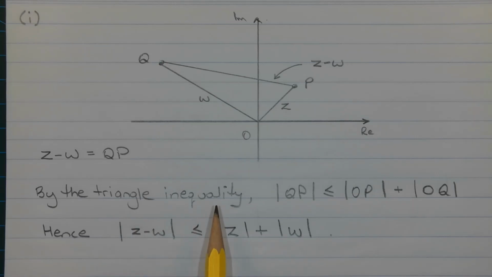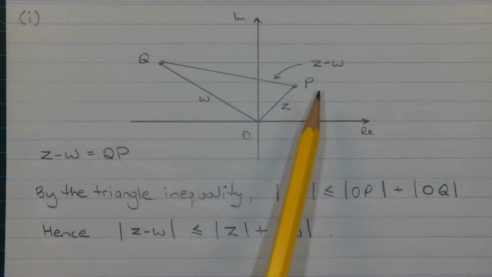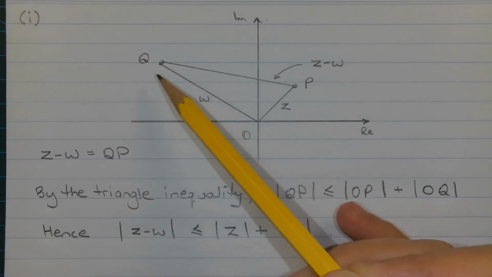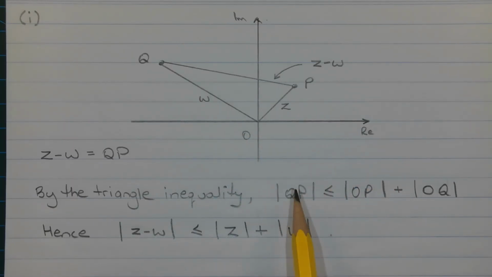So by the triangle inequality, the length of side QP must be less than or equal to the sum of side OP and OQ. So we can write it this way: mod QP is less than or equal to mod OP plus mod OQ. Hence, mod Z minus W is less than or equal to mod Z plus mod W.